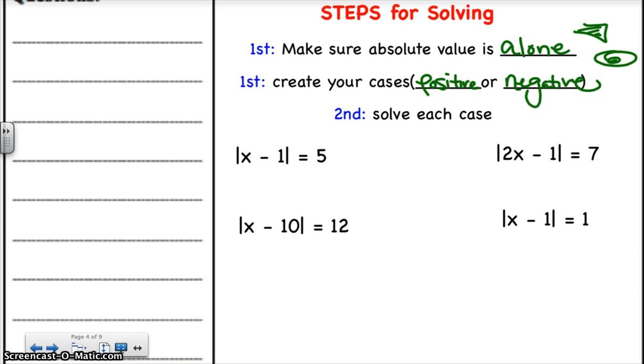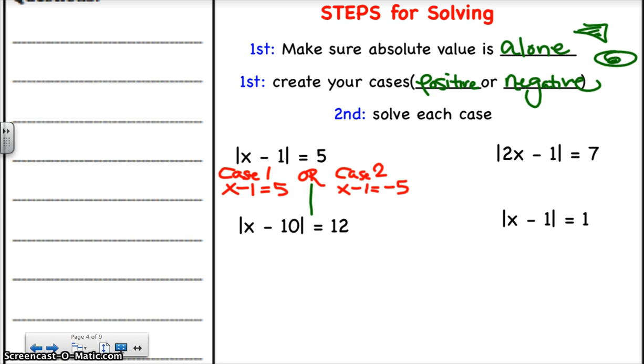Case 1 is a positive case. You're writing case 1. And then you write what's inside it. What's inside it is x minus 1. X minus 1 equals a positive 5. That's our positive case. Or, our second case, it can be negative. Case 2, x minus 1 equals a negative 5. It's like a T-chart now. I can just solve both cases.